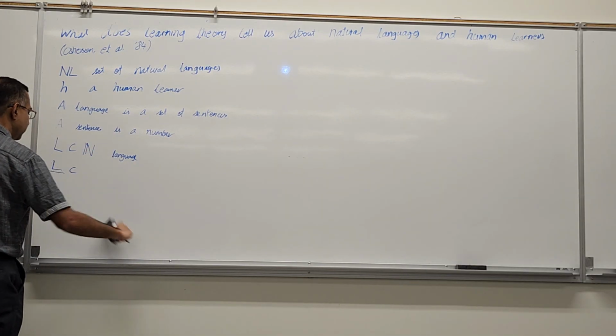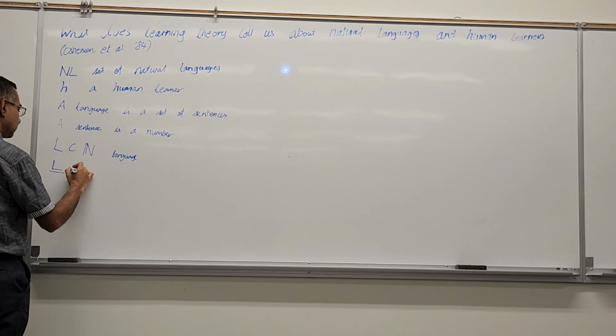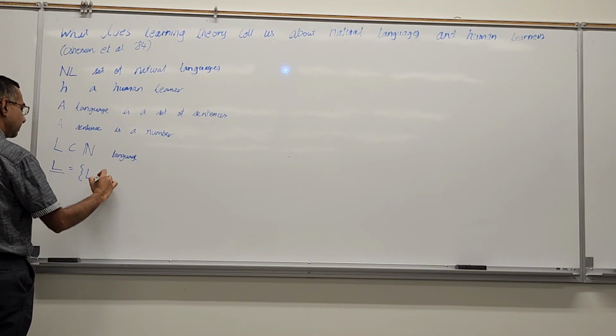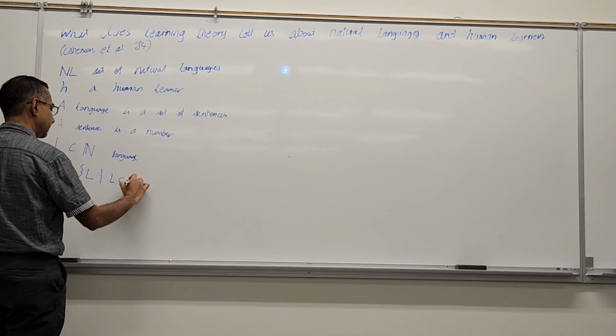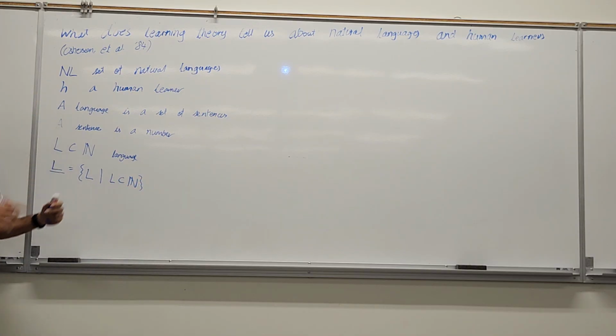So maybe I'll write it like this. It is a set of all languages L where L is a subset of N. So it's a set of sets of numbers. Okay, that's a family of languages.